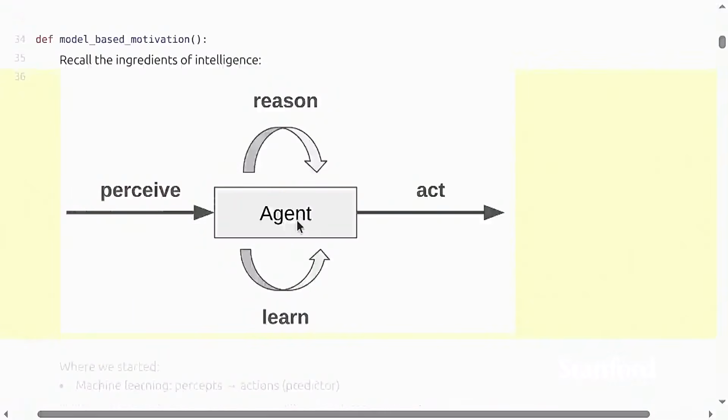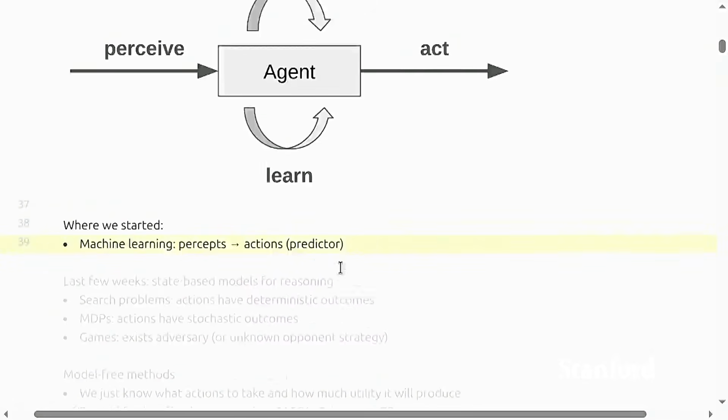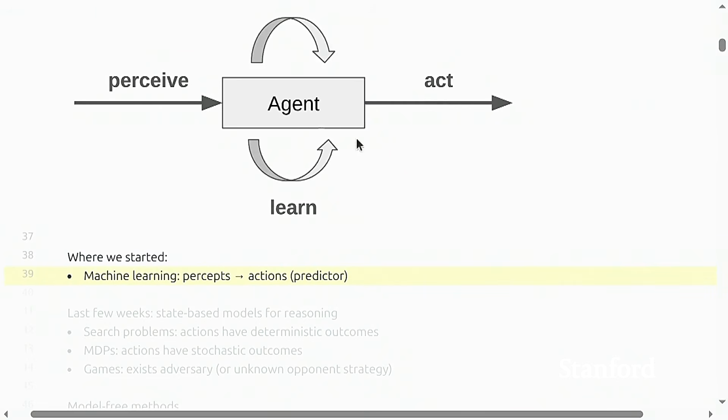An agent has to perceive the world, it has to reason with that knowledge, it has to act, and it has to learn. Where we started was just with machine learning, where we take percepts and return actions. We train these predictors, they could be linear or deep neural networks. The basic idea was that you take whatever you sense in the environment and produce a prediction or an action.